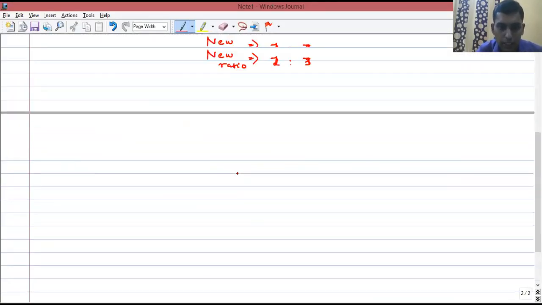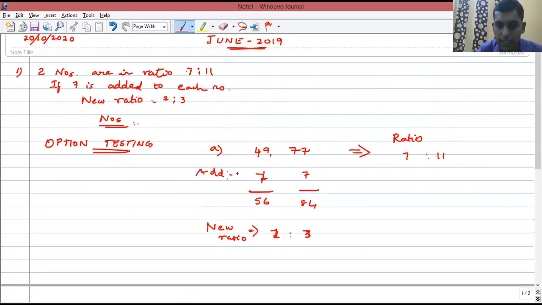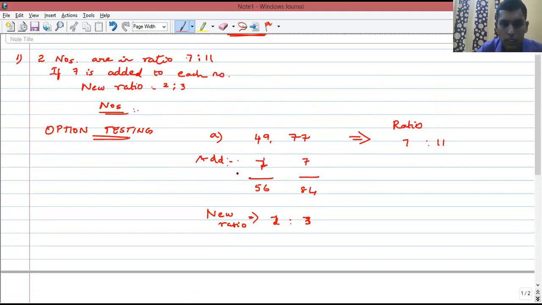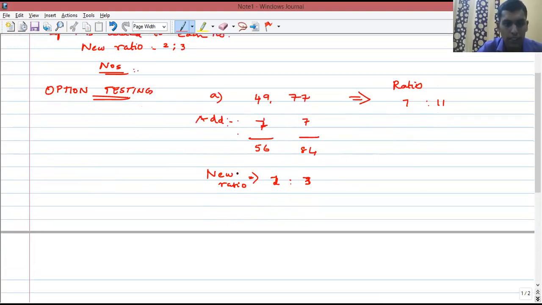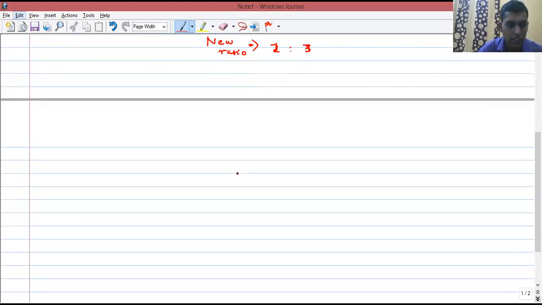The first question will be solved like this. Go for option testing, 49. Right. The second question. 512 can be written like this: 2 root 2 power 6.